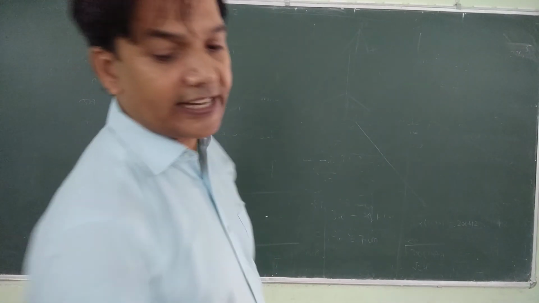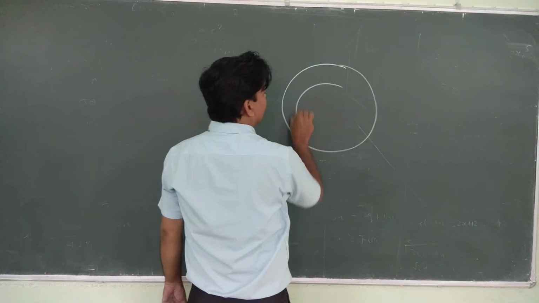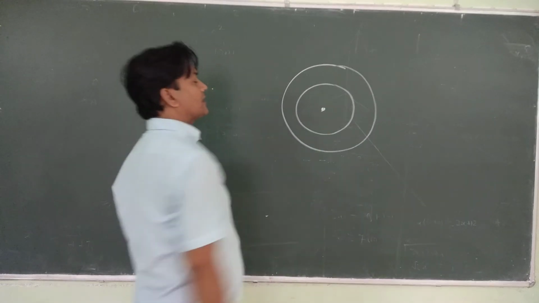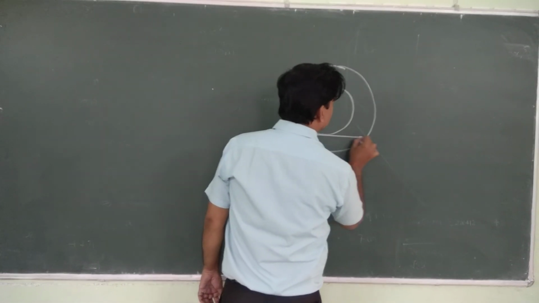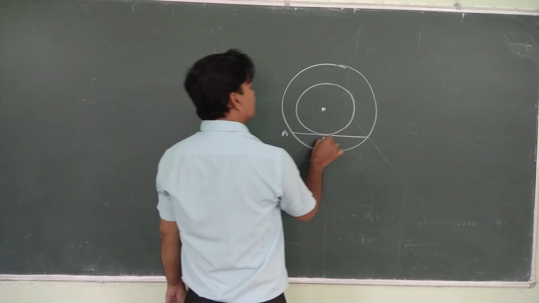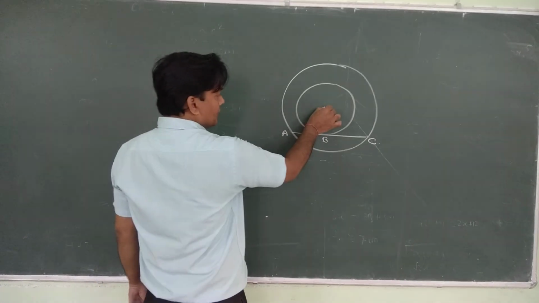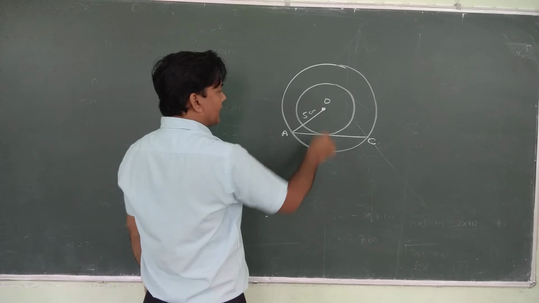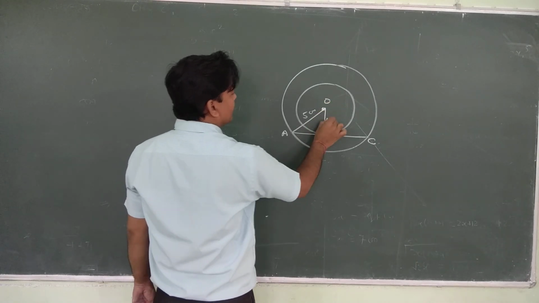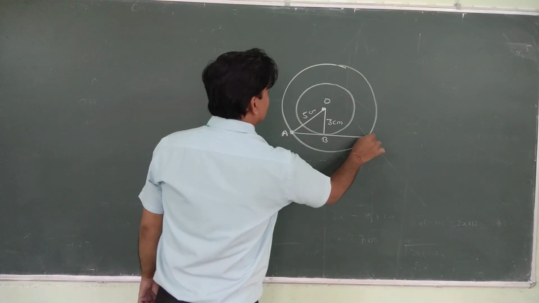Now if you want to discuss the seventh problem, two concentric circles are given here. This is the first one and this is the second one. Concentric means their center is the same. One chord is drawn here which is tangent to the other circle, and we want to find its length. The radius of the larger circle is 5 and the radius of the smaller one is 3, and we want to find the length of AC.